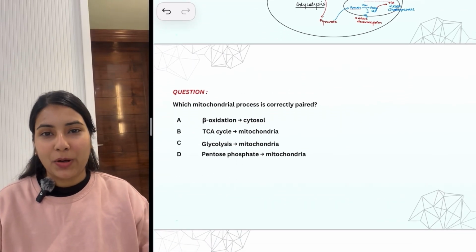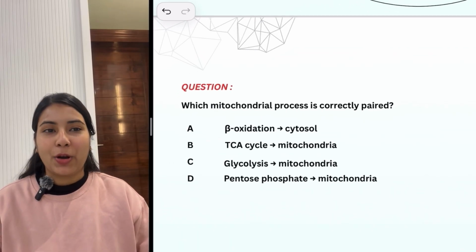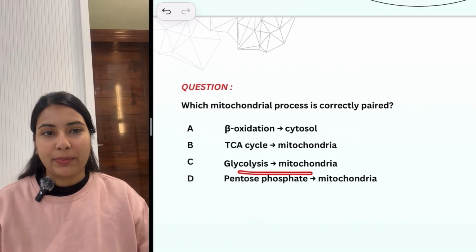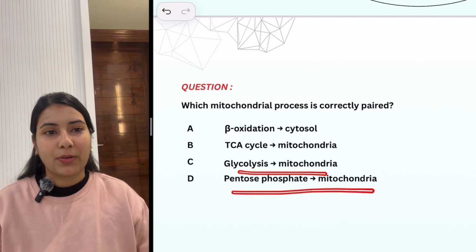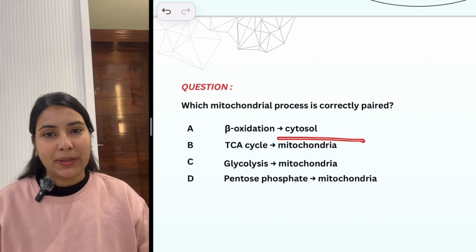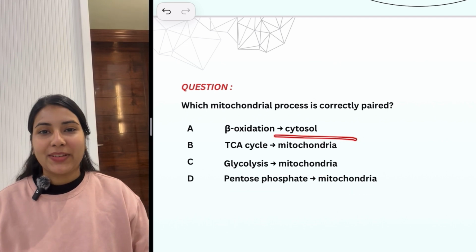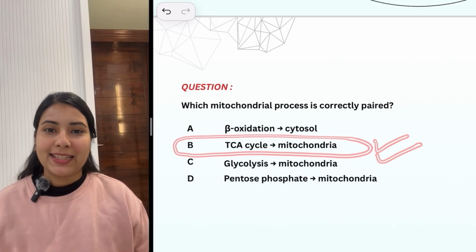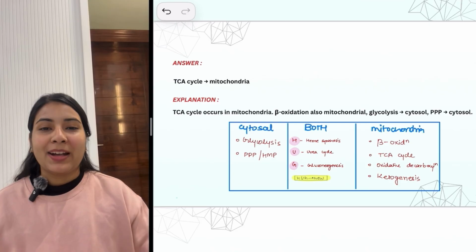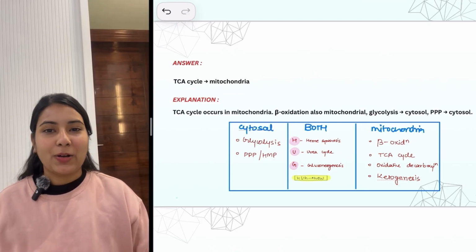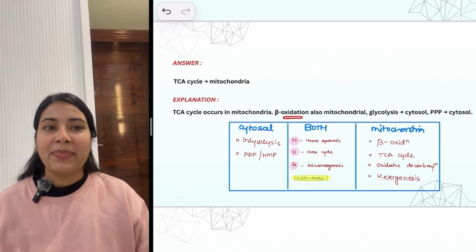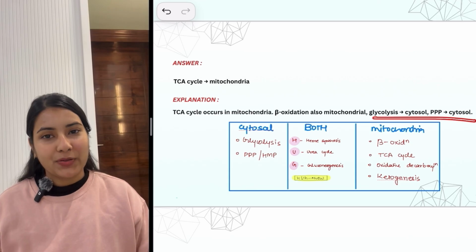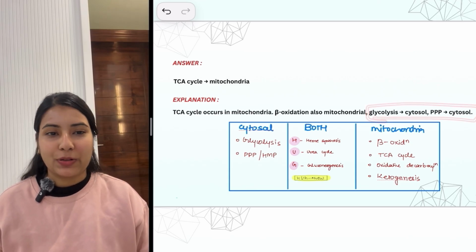Which mitochondrial process is correctly paired? Your options are beta oxidation occurs in cytosol, TCA cycle in mitochondria, glycolysis in mitochondria and pentose phosphate pathway in mitochondria. So as we have seen above, TCA cycle occurs in mitochondria. So the answer is TCA cycle occurs in mitochondria. Why are other options incorrect? So beta oxidation occurs in mitochondria. Glycolysis and pentose phosphate pathway occur in the cytosol.